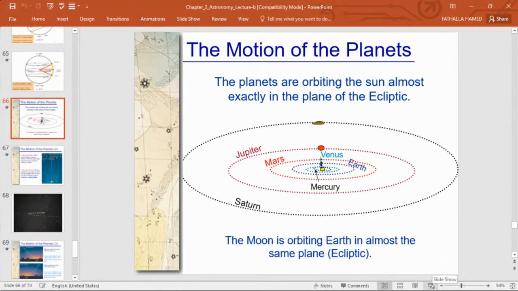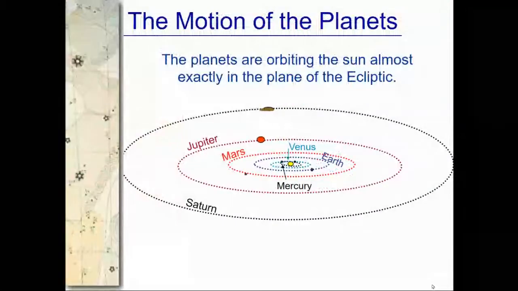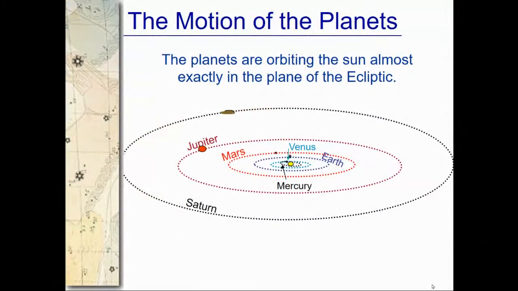Now here, what we have here is basically how the planets orbit the sun. Of course, the third planet here is the Earth. And we talked about the ecliptic. And we said the ecliptic is the orbit of the Earth around the sun, or the apparent orbit of the Earth around the sun.